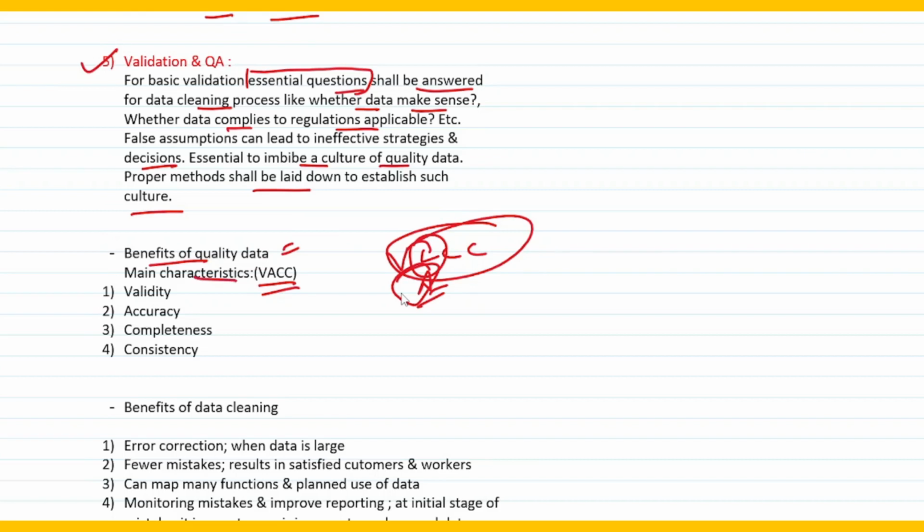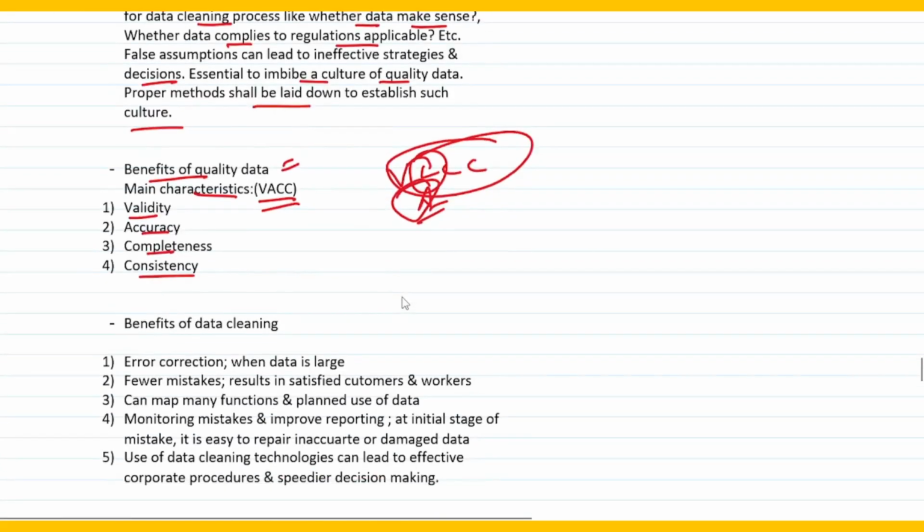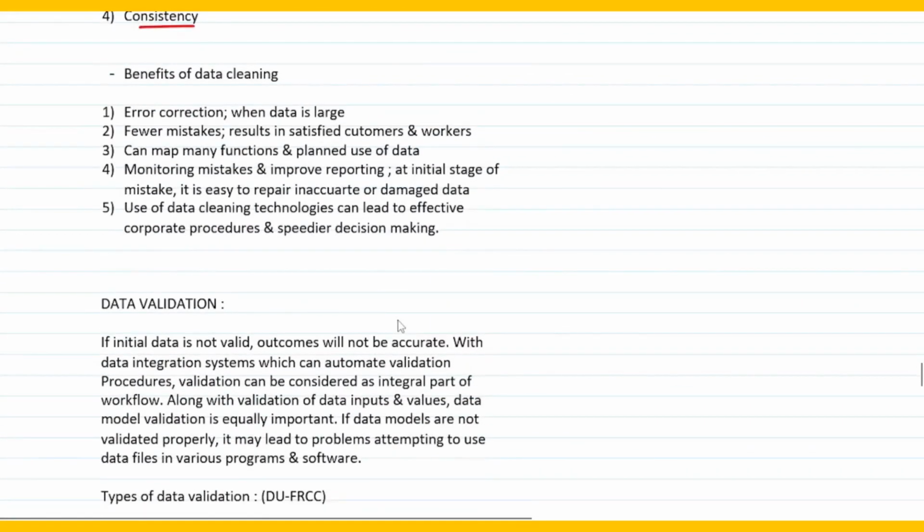What are the main characteristics? Validity, accuracy, completeness, and consistency, right? So the benefits of quality data is having those main characteristics, that is VACC, that is validity, accuracy, completeness, and consistency. You can elaborate on your own, nothing much to go in between the lines.